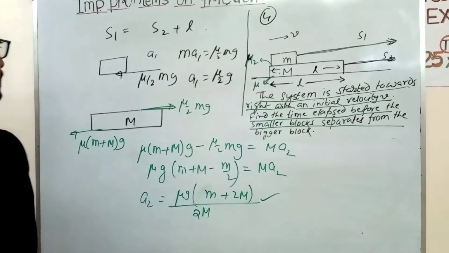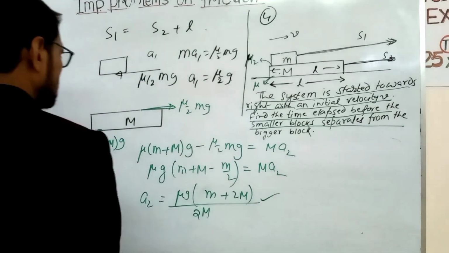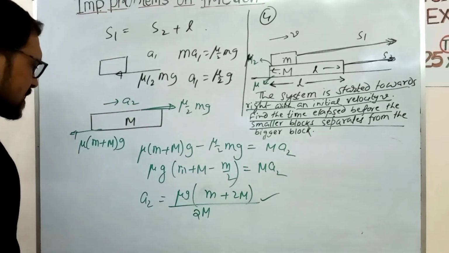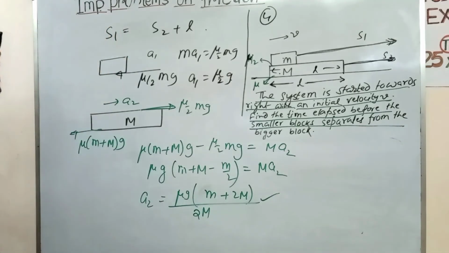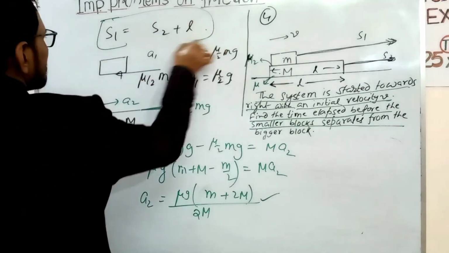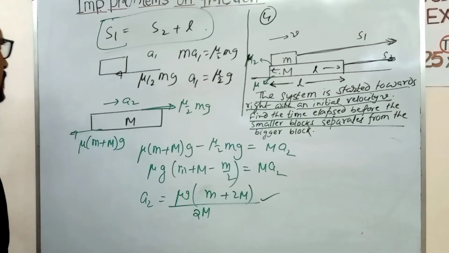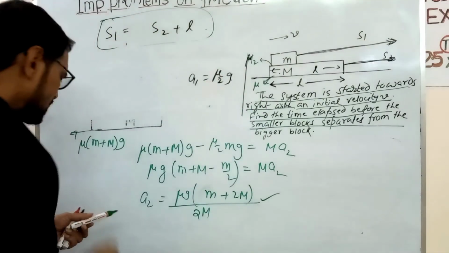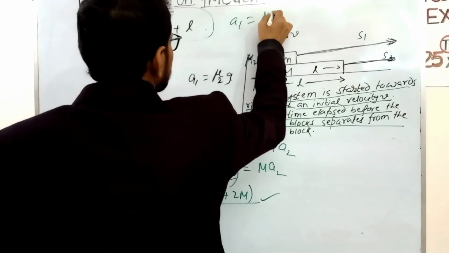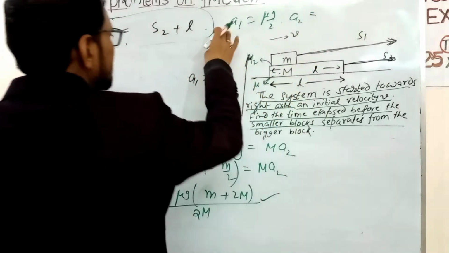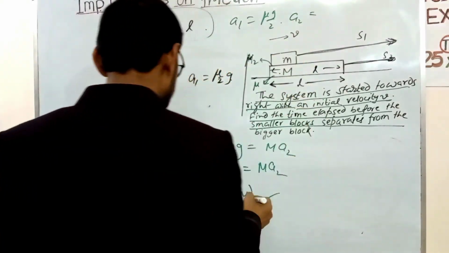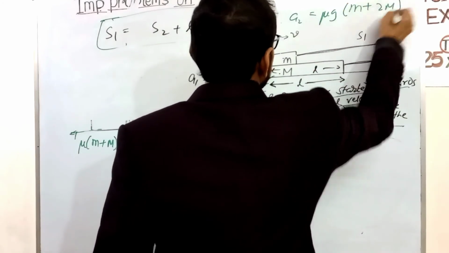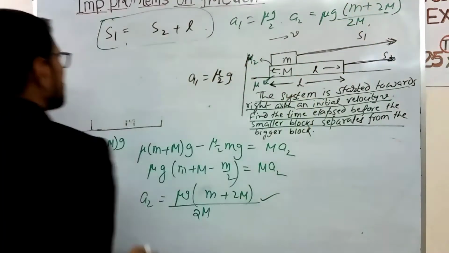So what is the retardation? The retardation is this. Now the equation of motion is S1 equals S2 plus L. So we can write here the retardation of a1 equal to mu g by 2, and the retardation of capital M is this, mu g (2M plus m) by 2M.